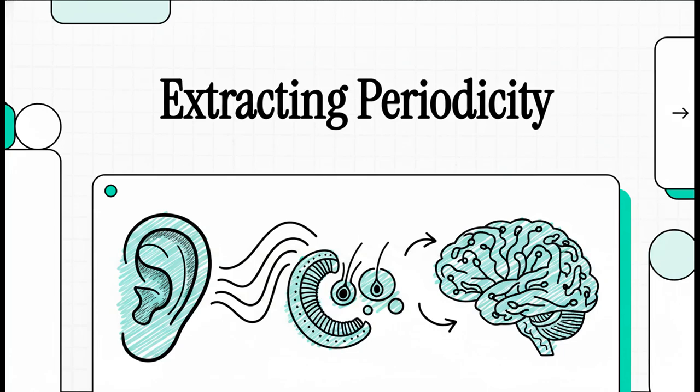Welcome to this explainer. Today, we're diving into a real scientific whodunit. Section 7.3, How is periodicity extracted? Have you ever stopped to wonder how exactly your auditory system pulls pitch out of a complex soup of sound waves? It's wild. We're going to explore the hidden mechanisms your brain uses to turn just raw physical frequencies into the melodies you're actually hearing right now.